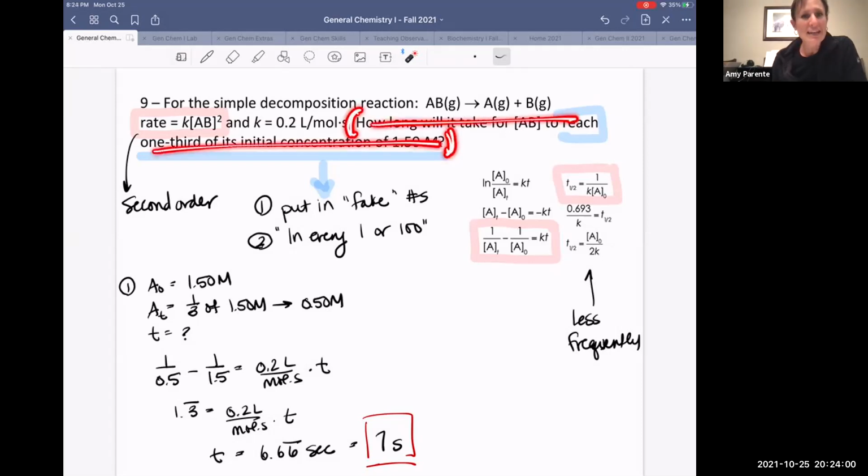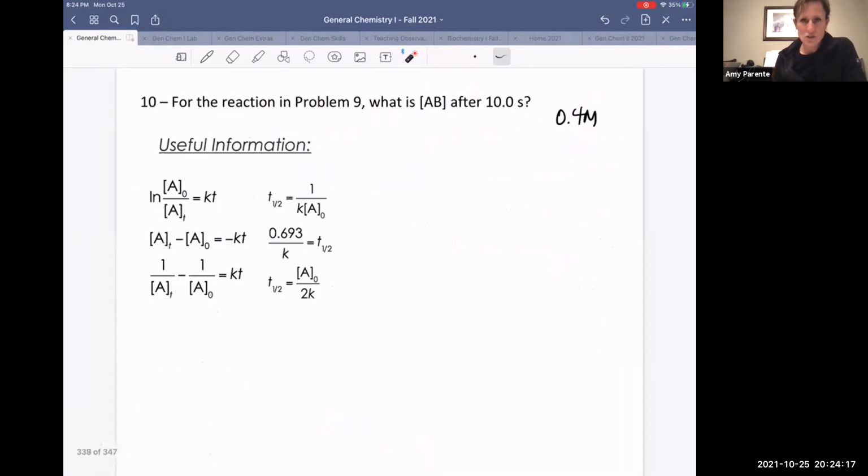We're just putting in the next part that says, if we have this decomposition reaction, the rate law is given. So we know that it's second order and the rate constant is given. Now we want to know, what's the AB concentration after 10 seconds? Okay, so go ahead and try working on that problem. You should get an answer of 0.4 molar. Okay, so I'll give you a minute to work.